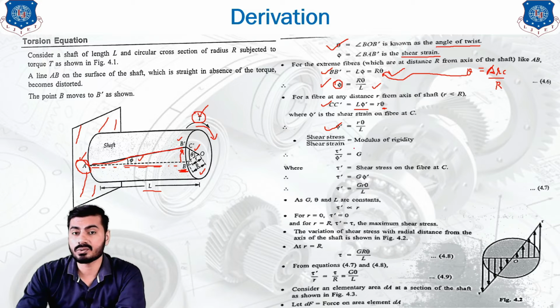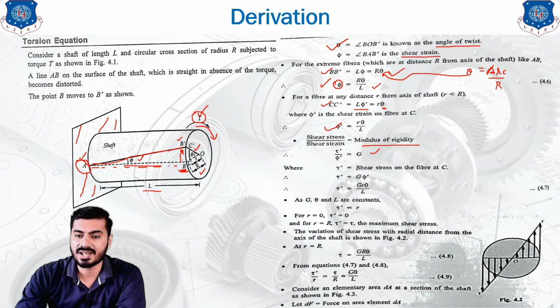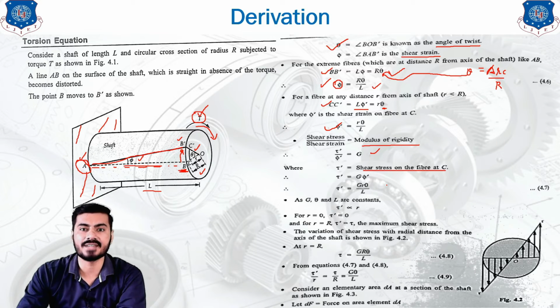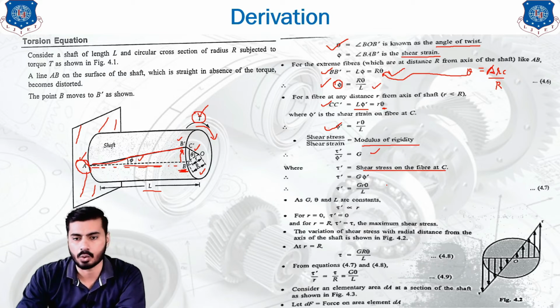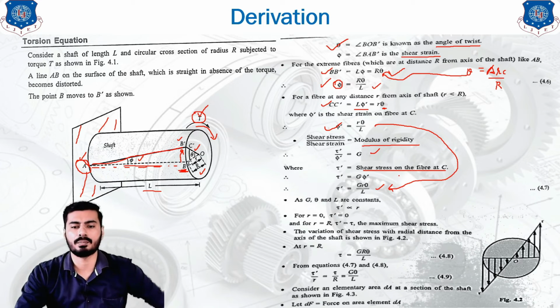Now shear stress upon shear strain can be written as the modulus of rigidity. Now modulus of rigidity is nothing but tau dash upon phi dash. Tau dash is the shear stress at the fiber C, and phi dash is the shear strain at the fiber C. Now if you want to write the same equation for the BB dash, then you can directly write tau in place of tau dash. Now tau dash can be written as G into phi dash. Now instead of the phi dash we can write R theta upon L. From the equation we have written, instead of the phi dash we have just put the value of R theta upon L.